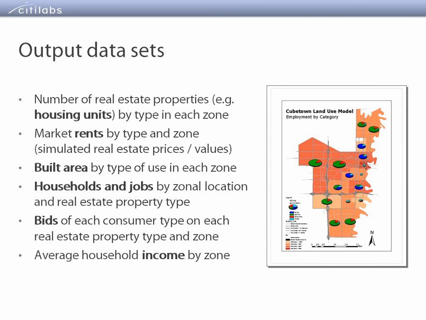We can also look at the built area by type of use in each zone, and we get households and jobs by zone location and real estate property type, as well as bids of each consumer type on each real estate property type and zone. So in addition to the winning bids and the actual outcome of the auction that we're simulating, we get the losing bids too, which households and jobs didn't wind up being located there and why.